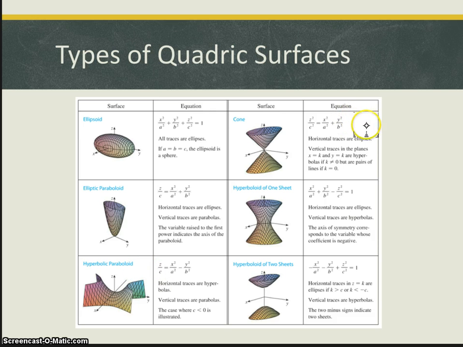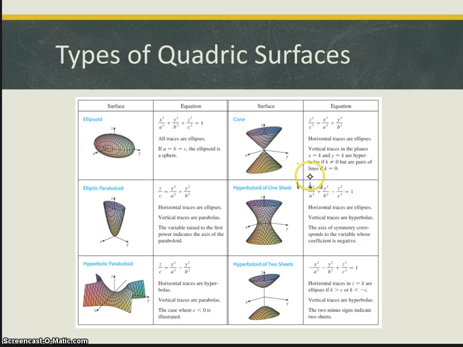The next type of surface is a cone. This is its type of equation. The horizontal traces of a cone are ellipses. The vertical traces in the planes are hyperbolas, and so forth. Notice that it is of the form z squared equals x squared plus y squared, of course with various constant denominators.